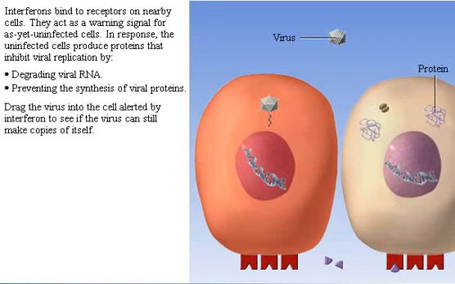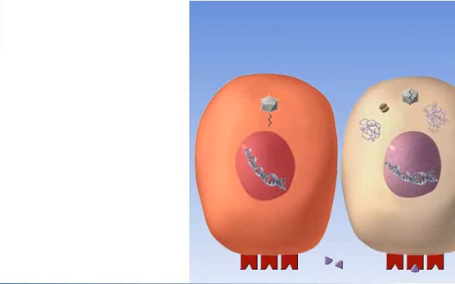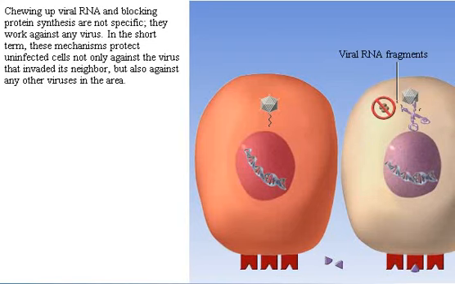Now drag the virus into the cell alerted by interferon to see if the virus can still make copies of itself. Chewing up viral RNA and blocking protein synthesis are not specific in that they work against any virus. In the short term, these mechanisms protect uninfected cells not only against the virus that invaded its neighbor, but also against any other viruses that may be in the area.